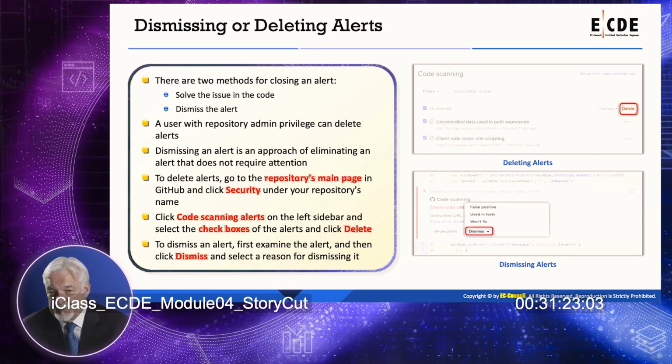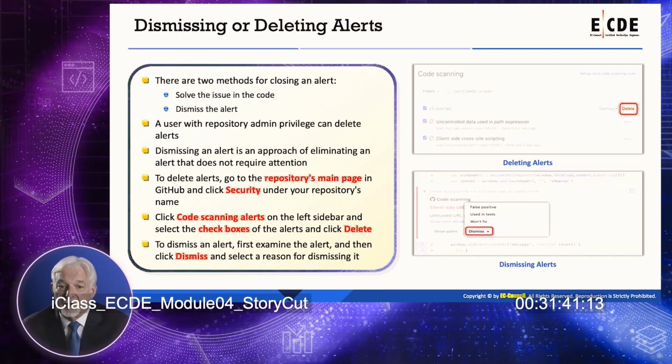So how do we dismiss or delete an alert? Basically, there are two methods for closing an alert. You solve the issue in the code, or you dismiss the alert. A user with repository admin privilege can delete alerts. Dismissing an alert is an approach of eliminating an alert that does not require attention.